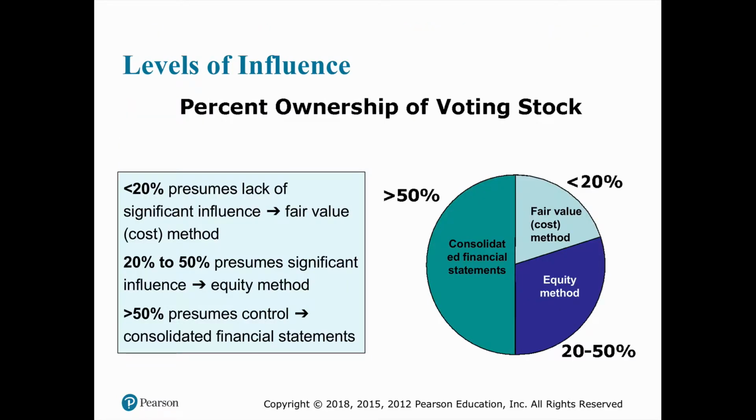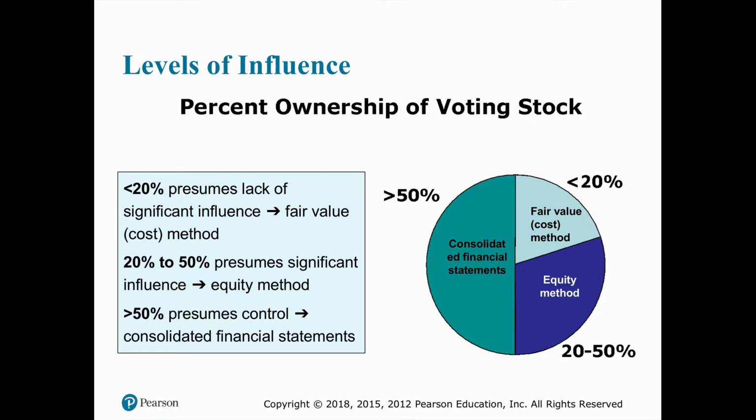For example, if the shareholder or the investor is buying less than 20% of the shares of the subsidiary, he should use the fair value of the shares and use the cost method. If the investor is buying between 20 and 50% of the shares of a subsidiary company, then he uses the equity method. And we will discuss these two methods in detail in this chapter. But if the investor is buying more than 50% of a subsidiary company, he should use consolidated financial statements, and we will discuss this topic in the coming chapters.